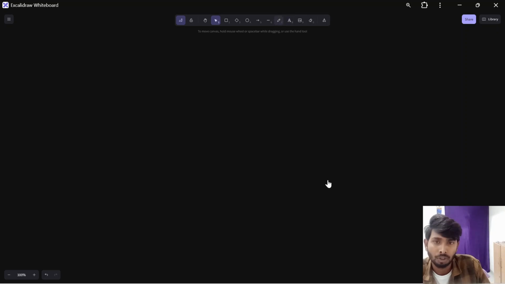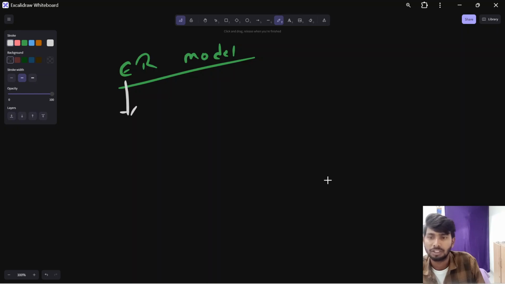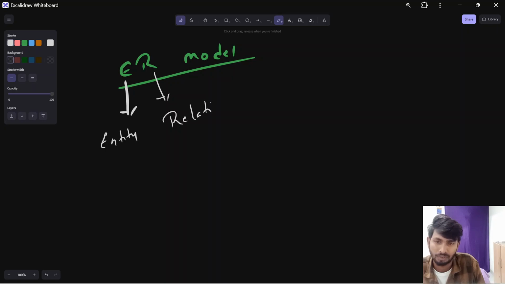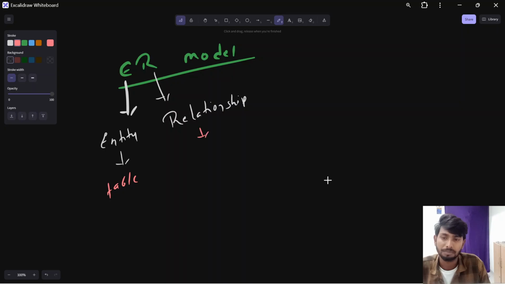First, we understand about the ER model. Here, ER stands for E stands for entity, and R stands for relationship. In previous video, we talked about both the things. Entity means we call entity for the table. If I have a table, we can say it's an entity table. Relationship means relation between the two tables, two or more tables.